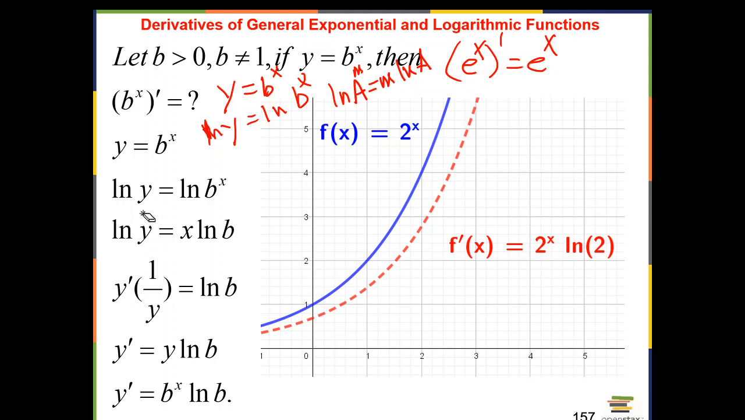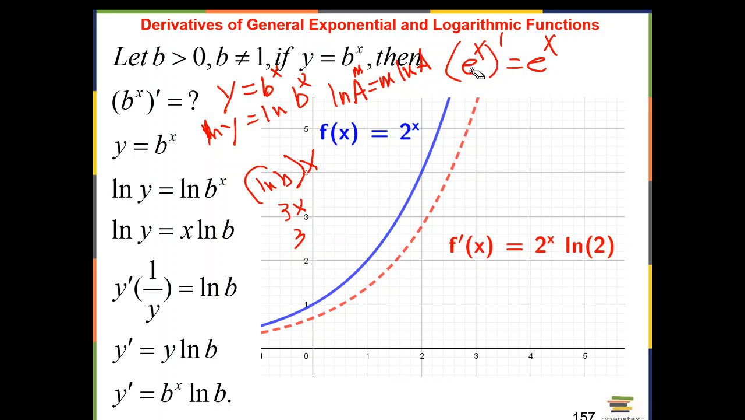What's the derivative of the left side? It's 1 over y times the derivative of y. What's the derivative of x times a number? It's like, what's the derivative of 3x? It's 3. So what's the derivative of ln b, which is a number, times x? It's ln b. And now we isolate y prime by multiplying both sides by y. And what is y? y is b to x. So the answer is b to x times ln b.